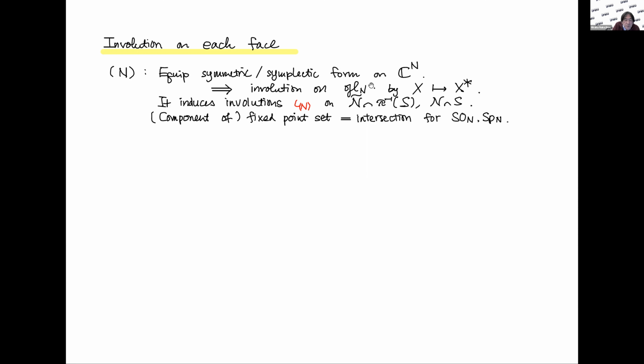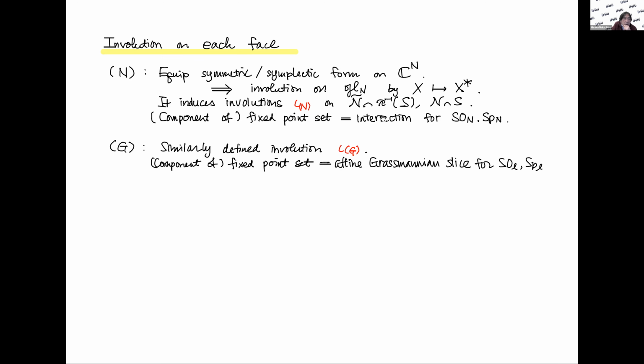And if I consider the fixed point set of the involution, or maybe a component of the fixed point set, this is a similar variety, but you replace GL_N by SO_N or Sp_N. So I hope this is very clear. And you can consider a similar involution for the affine Grassmannian. So again, I choose a symplectic or symmetric form. But here, instead of C^N with capital N, I choose C^L with small L, right? Then from GL_L, I just get the affine Grassmannian slice for SO_L or Sp_L.